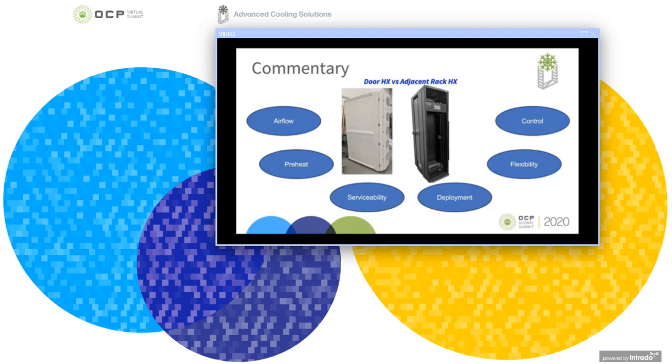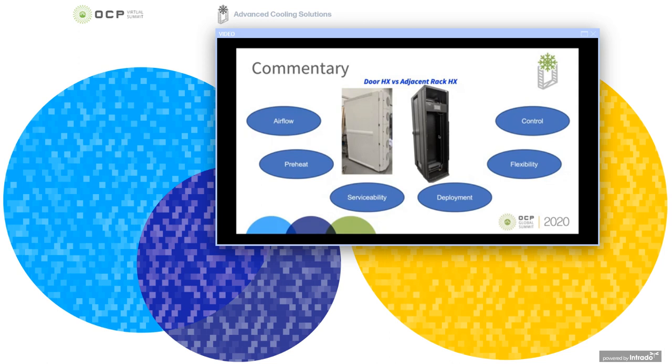So both the rear door heat exchanger and the adjacent rack cooler solutions are great enablers for liquid cooling and air-cooled facilities where we don't have facility water. Here we're going to make some commentary on some of the main characteristics of each solution.